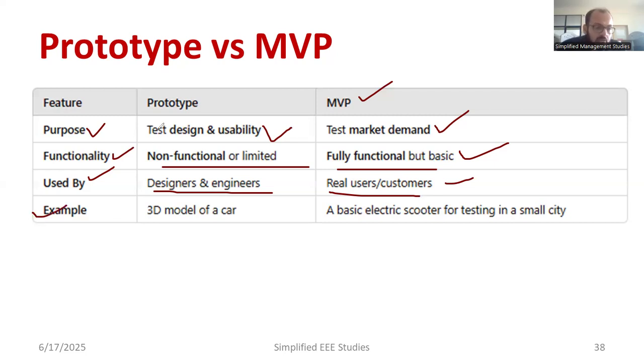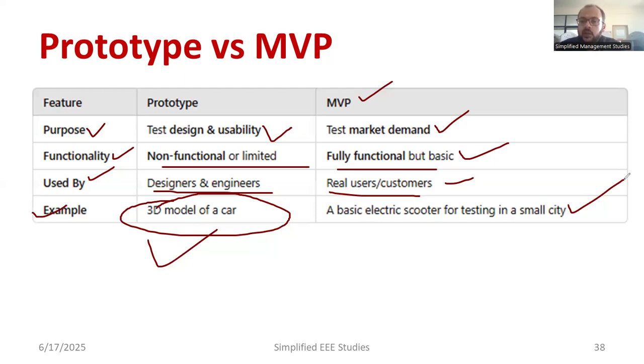If I talk about the example, a prototype is a 3D model of a car. That is one of the best examples of a prototype, a 3D model of a car, a toy of a car, right? If I talk about MVP, I need a basic scooter for testing in a small city because I want to purchase a new electric vehicle, a new EV. So I want to have a drive. I need to feel it. I need to understand the battery capacity, how many kilometers I can run on one level of charging, two levels of charging.